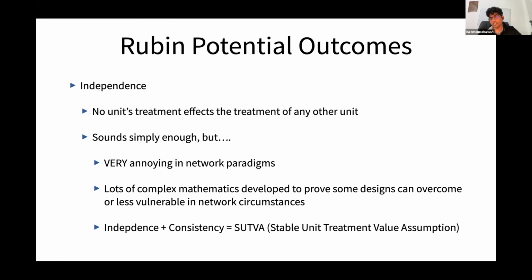And next was independence. The idea of independence is that no unit's treatment affects the treatment of any other unit. This actually sounds simple enough, but it turns out that when you look at things in these sorts of networked situations, these things become very, very hairy. An example of this would be experiments on social networks. You have to be very careful with your design, because in a social network, what happens to one treatment unit might actually affect other treatment units. And that is going to corrupt your ability to infer those causal quantities.